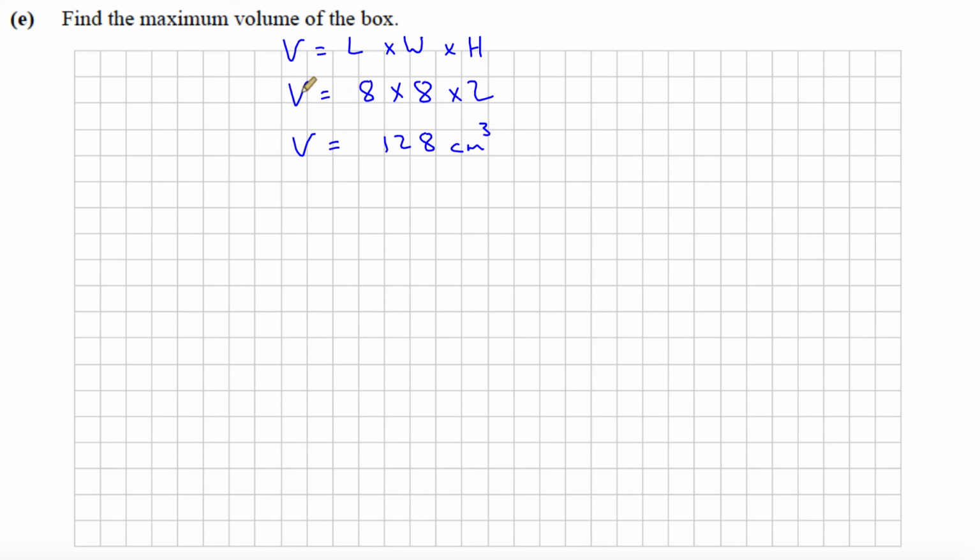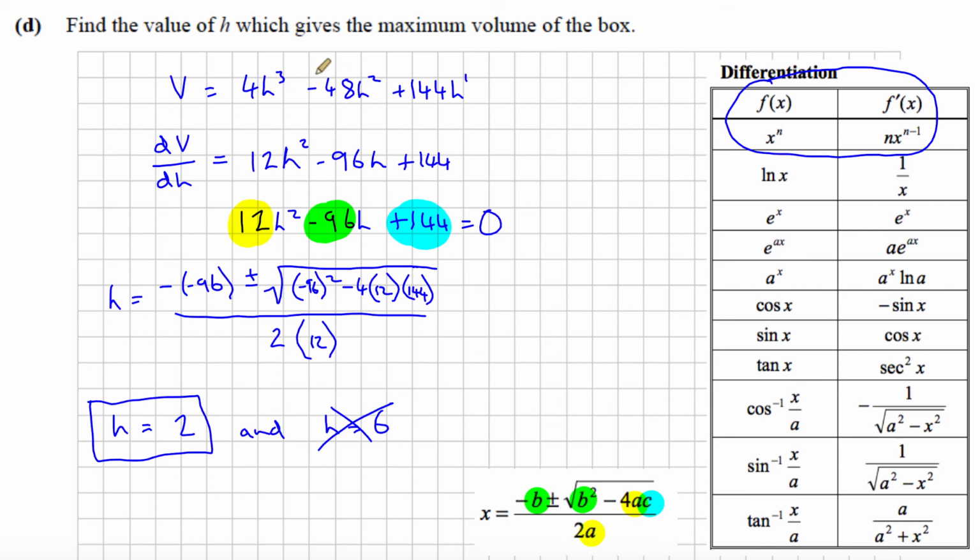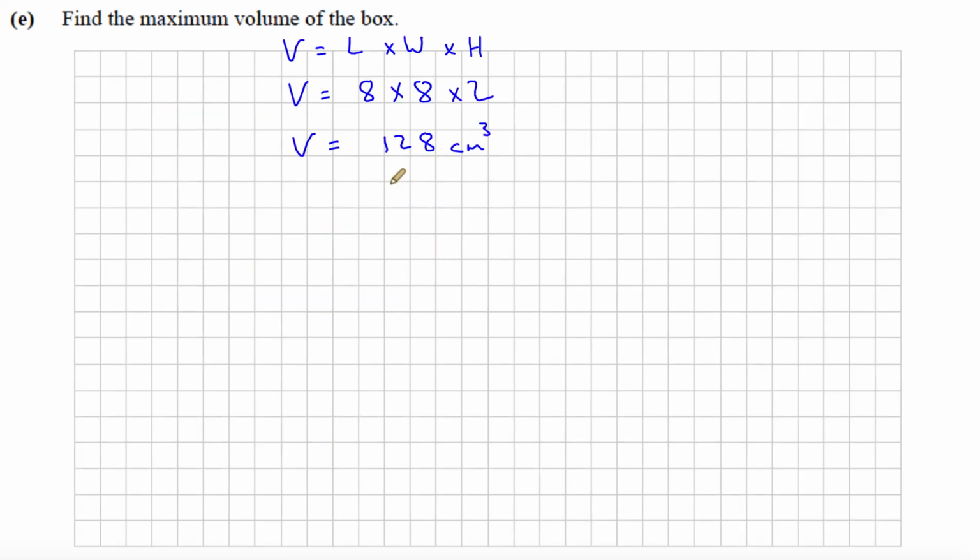So the other way you could find the volume is to substitute the 2 value into this function here. Just substitute 2 in for h and work it out. And that would also give you the same answer. So that's the end of part E and the end of question 8.